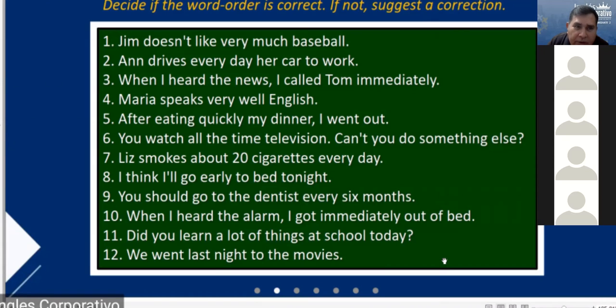It is only word order. Is this word order correct? If not, suggest a correction. Word order has to do with the position of the words. If the position of the words is okay, put a check. If the positions of the words are wrong, suggest a correction.